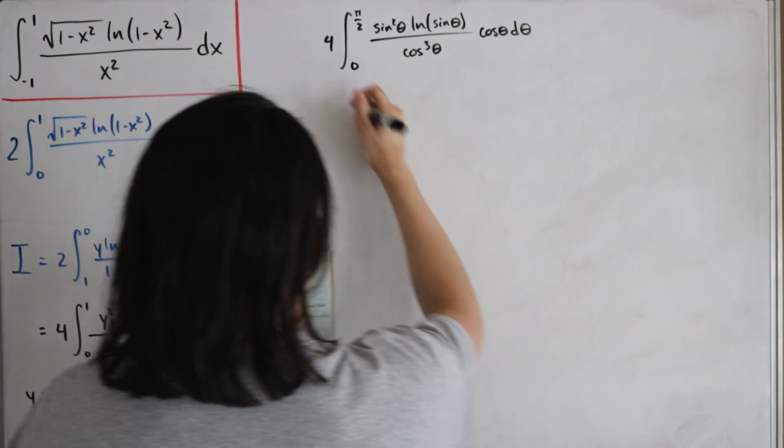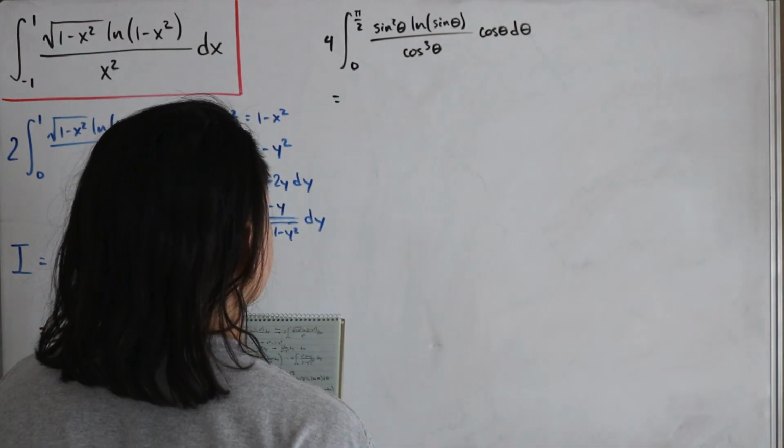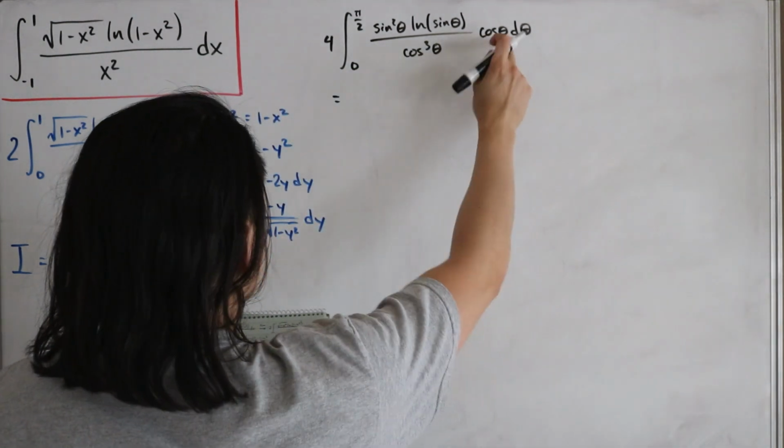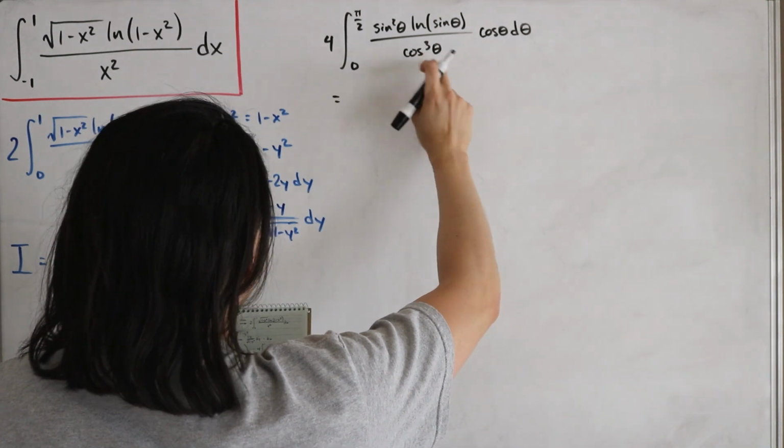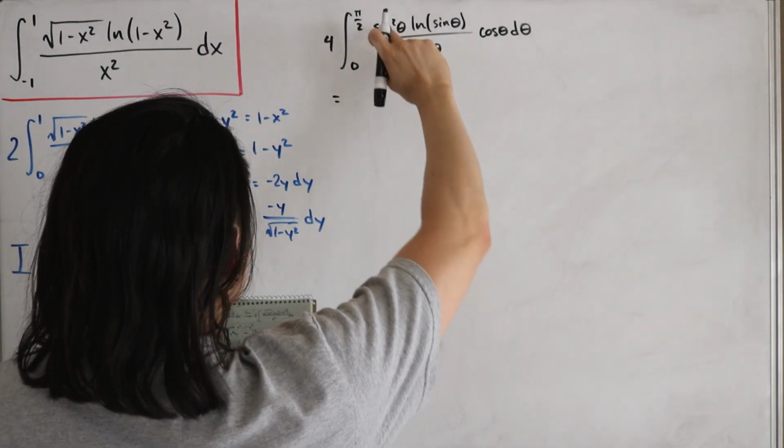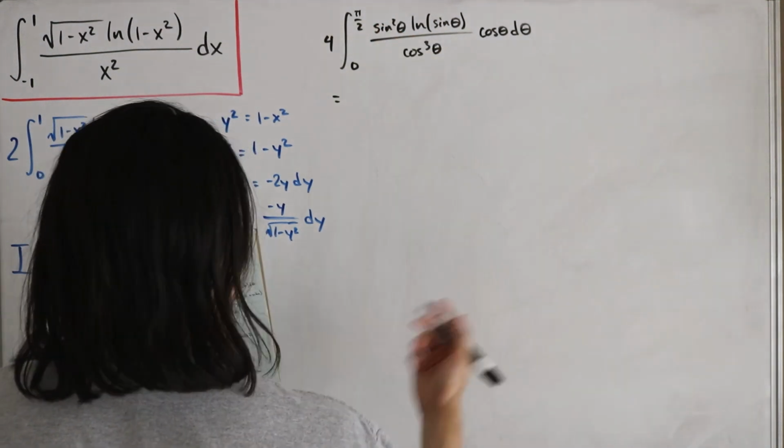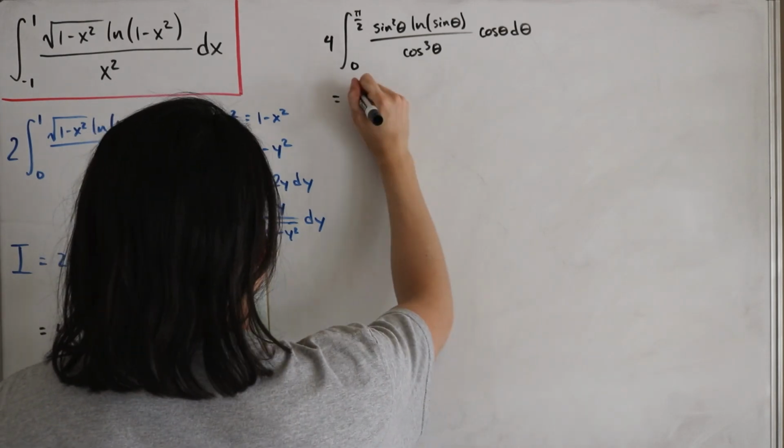Then what we can do here is simplify some things out. For one, those cosine thetas cancel, so I have a cosine squared on the bottom, and then sine squared over cosine squared is of course tangent squared, and that's it so far.